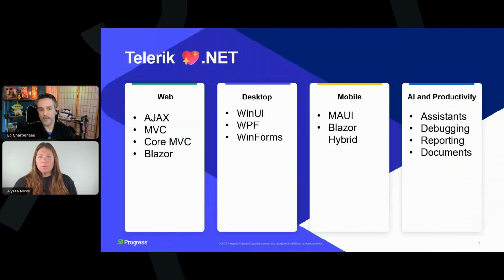And as you know, we love .NET here with the Telerik team at Progress, and we cover every aspect of .NET. We've got all of the web stuff that you'll hear about today: AJAX, MVC, Core, Blazor, and then of course there's the desktop with WinUI, WPF, and WebForms, mobile with MAUI and Blazor Hybrid, and then our productivity tools and AI assistants that you can use for debugging and creating reports and building documents and whatnot.